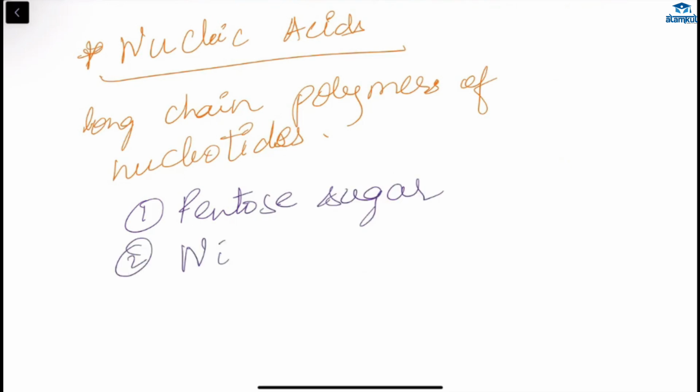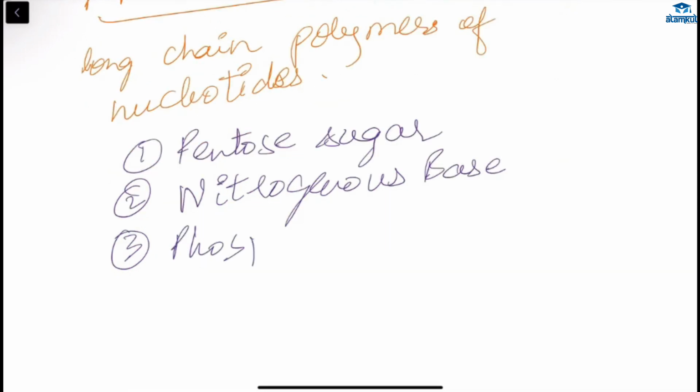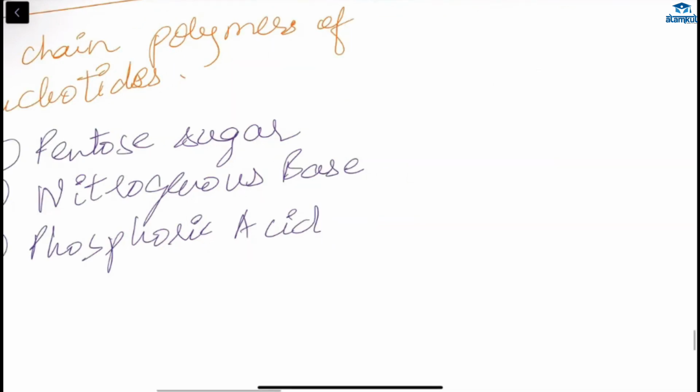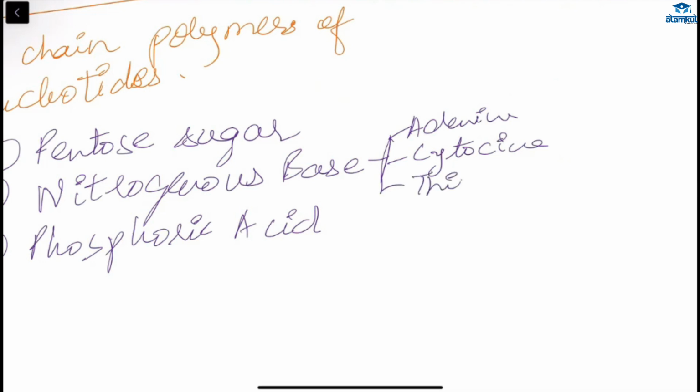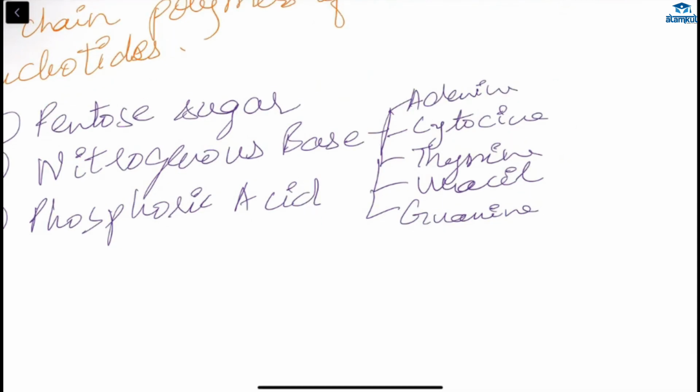Second is nitrogenous base. Nitrogenous base will include 5 things: adenine, guanine, cytosine, thymine, and uracil. And third is phosphoric acid. That's how we can form a nucleic acid, or the structure of nucleic acid you can see like this.